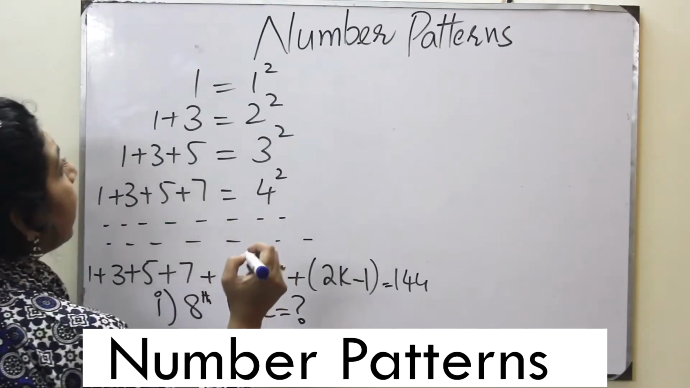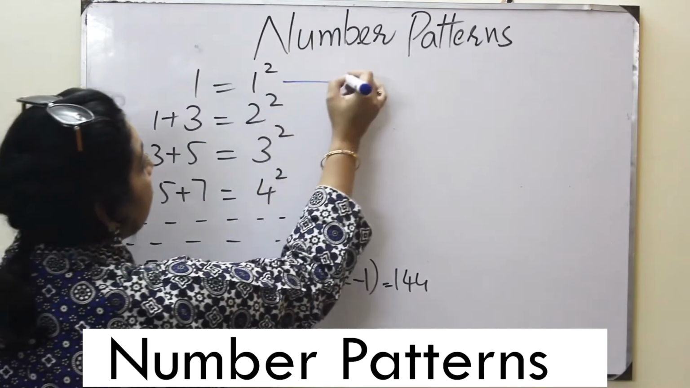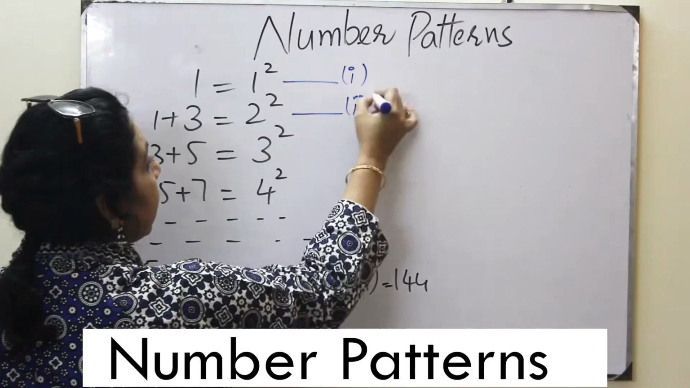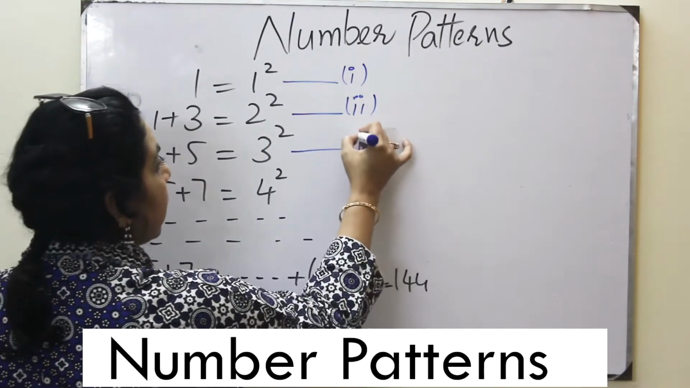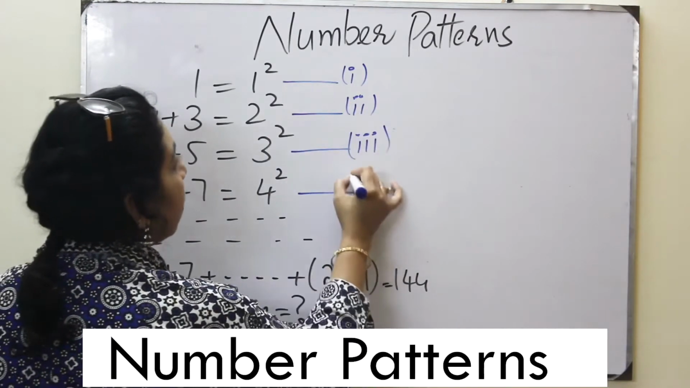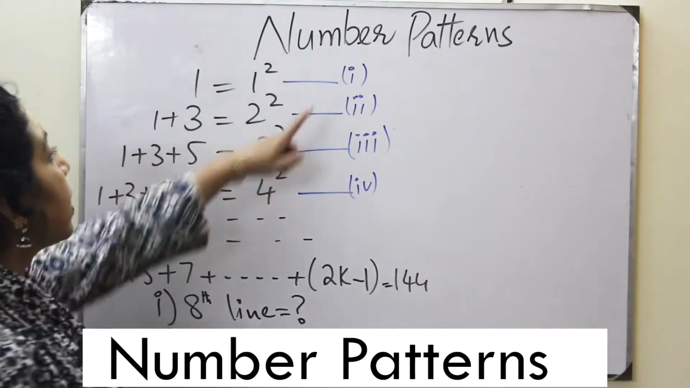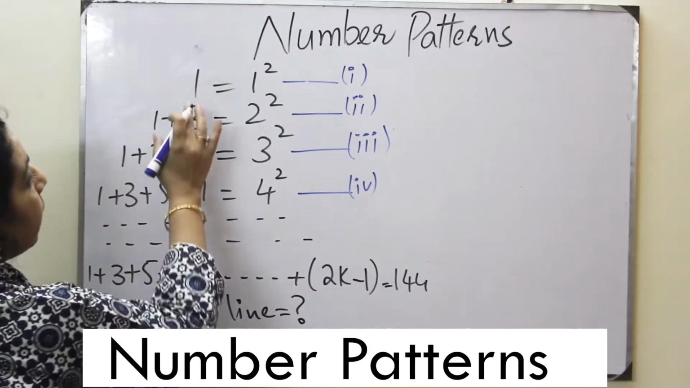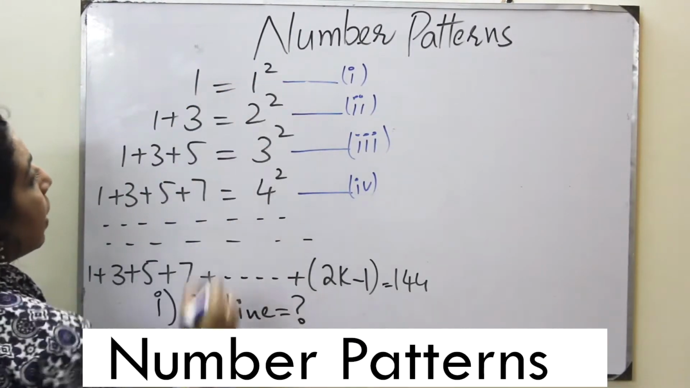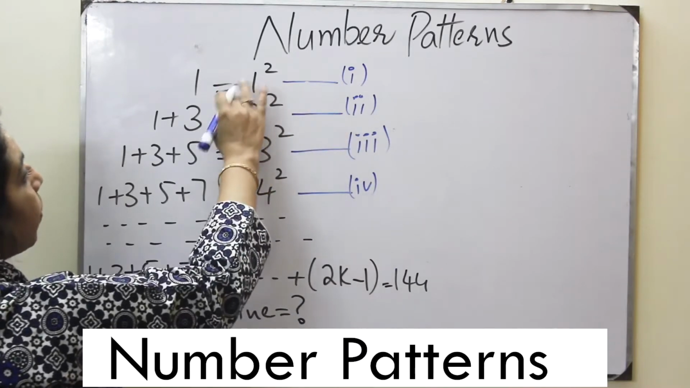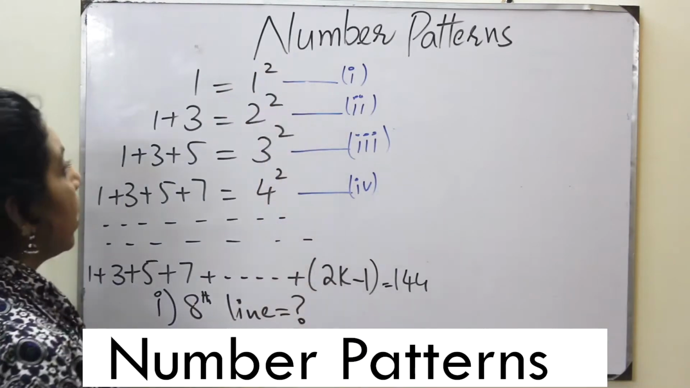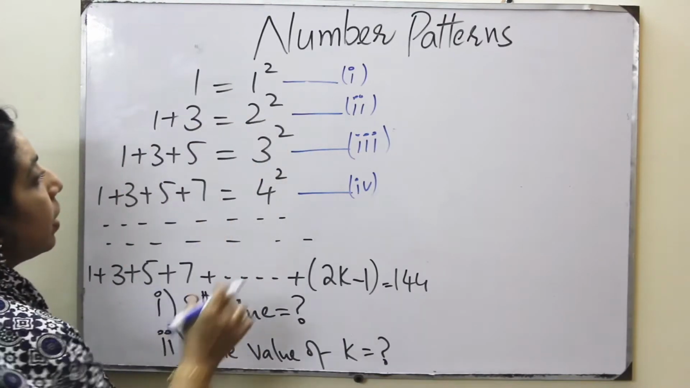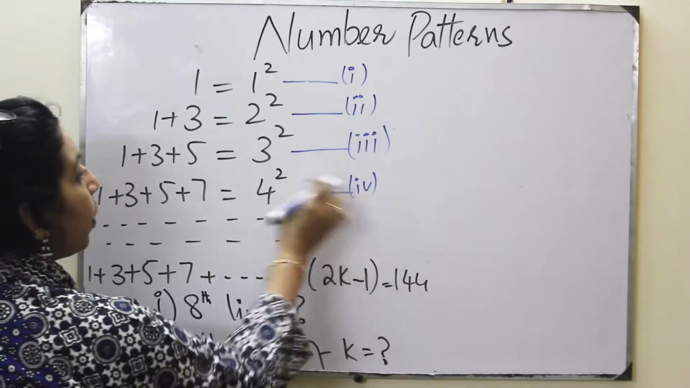Whenever I do a pattern, I usually mark the lines as small 1, small 2, small 3 and small 4 and so on, and then I find the value which is required. So in the first line of the pattern you can see that there is only one number on the left side, and that is 1, and its right side or its answer is equal to 1 square. 1 multiplied by 1 is 1. In the second line you can see there are two numbers and the answer is 2 square. The third line is 3 square. The fourth line is 4 square.